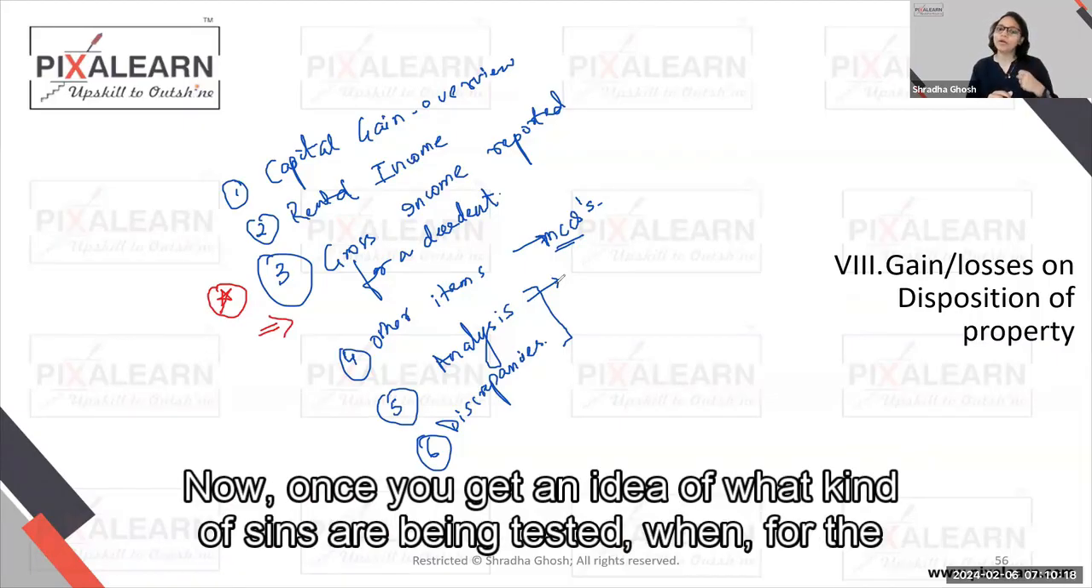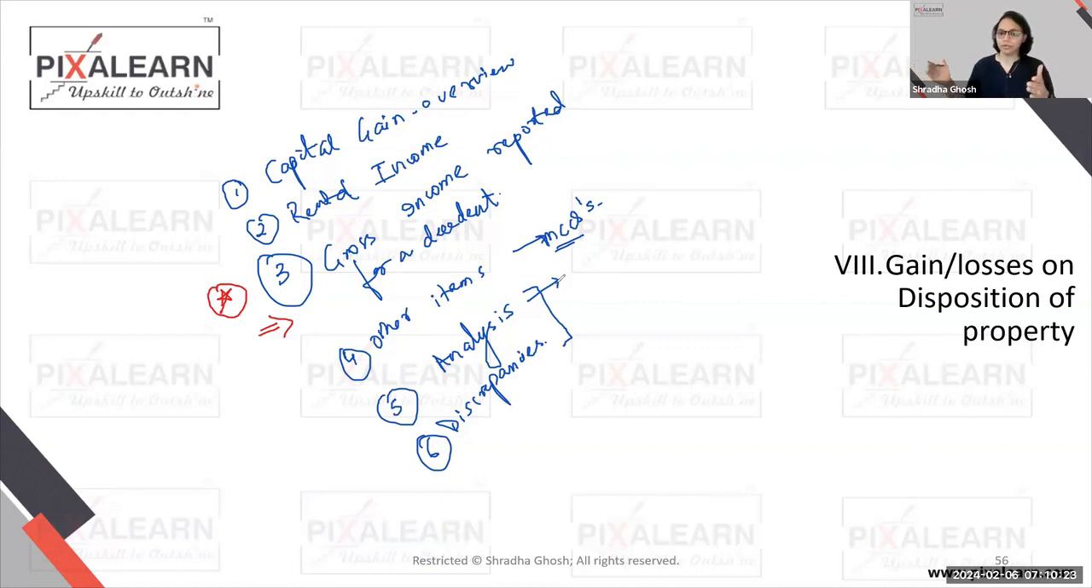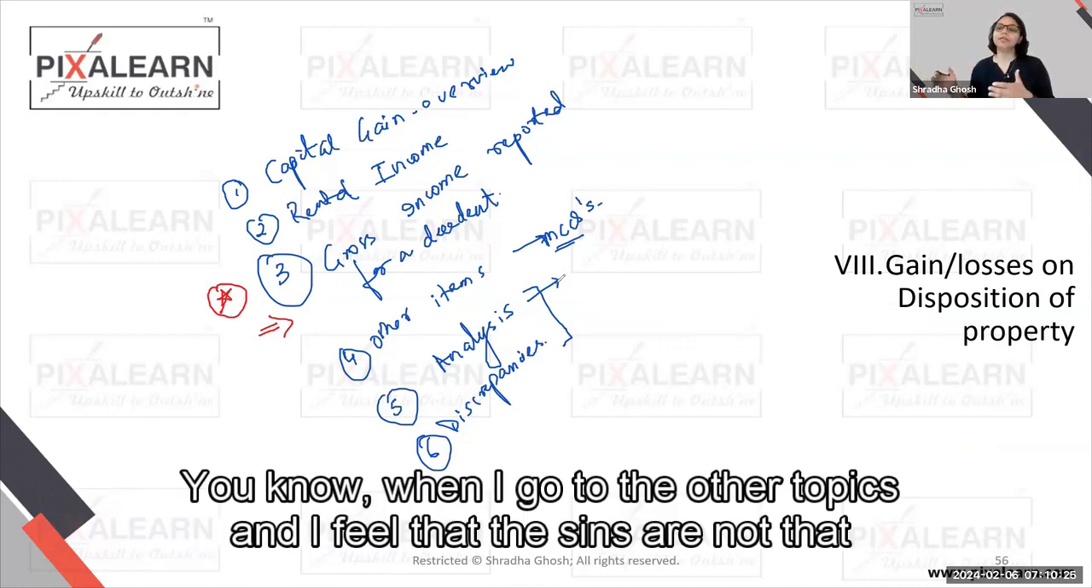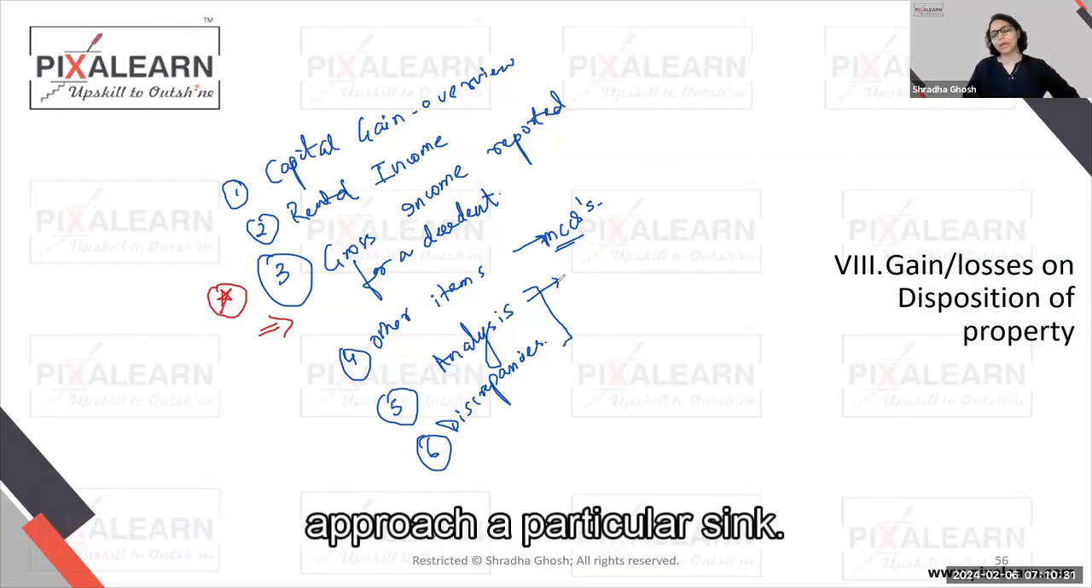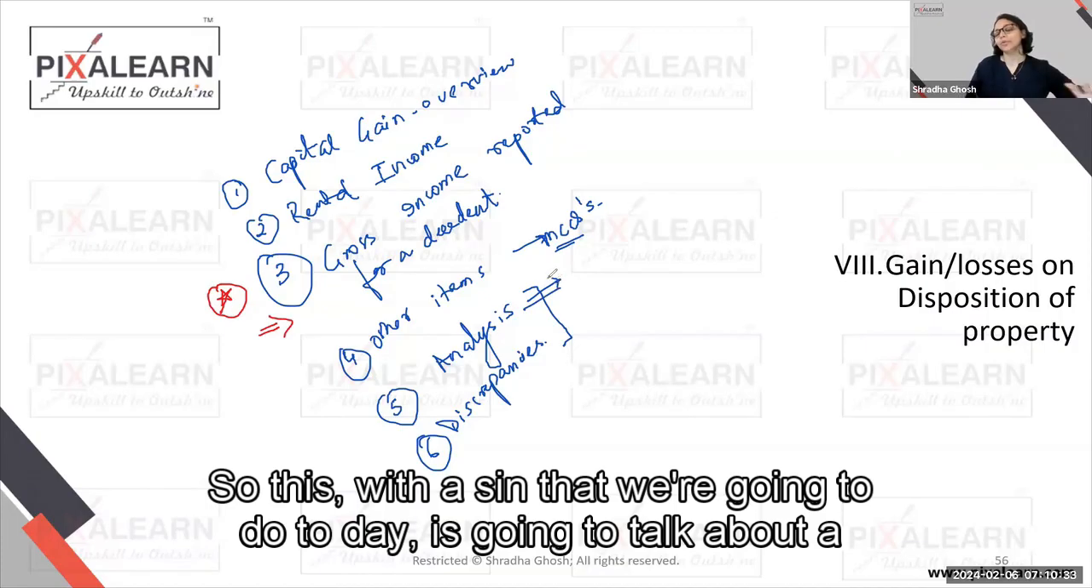Once you get an idea of what kind of sims are being tested, then for the others we can be selective. When I go to the other topics and I feel that the sims are not that complicated, I will, because by that time you will get a hang of how to approach a particular sim. Okay, so the sim that we're going to do today is going to talk about a real life scenario.